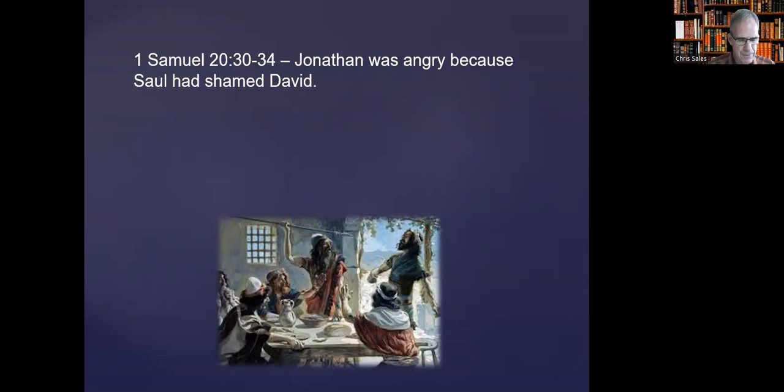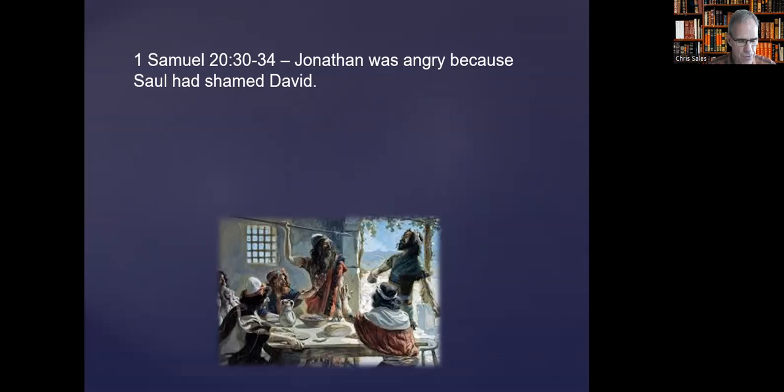"And go in and fetch him, that he shall die." And look, Jonathan answered Saul his father and said, "Wherefore shall he be slain? What has he done?" He appeals for his friend. And Saul, in his rage, throws a javelin at his own son. Saul cast a javelin at him to smite him, whereby Jonathan knew that it was determined by his father to slay David.